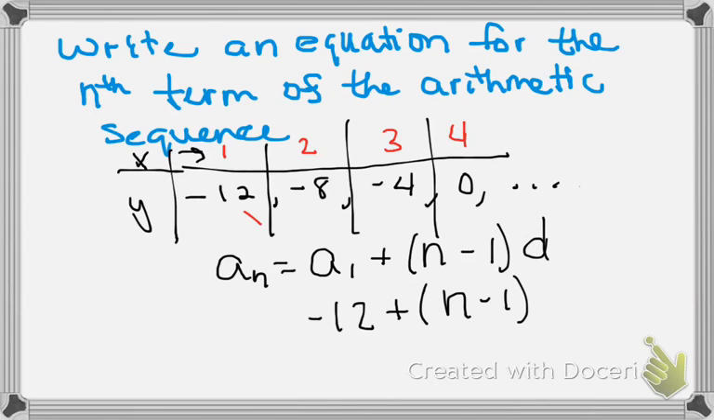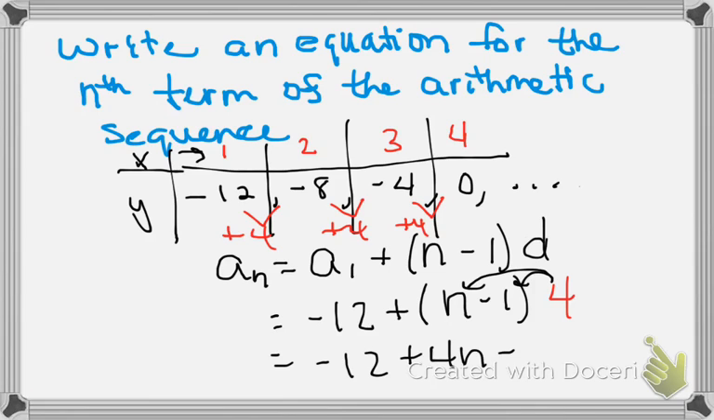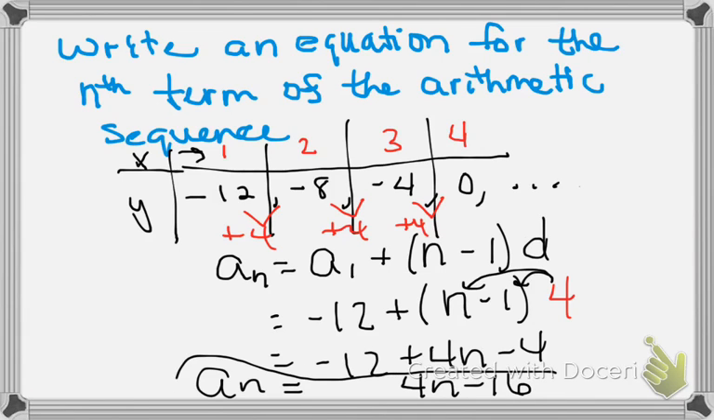How do I know that? Because if I subtract them, I'm adding 4 to each of these. So my common difference is plus 4. Now I simplify: I have negative 12, and I distribute the 4 to the n and the negative 1, so I get plus 4n minus 4. Simplifying negative 12 and negative 4, I get negative 16. So this becomes 4n minus 16. This is my equation.